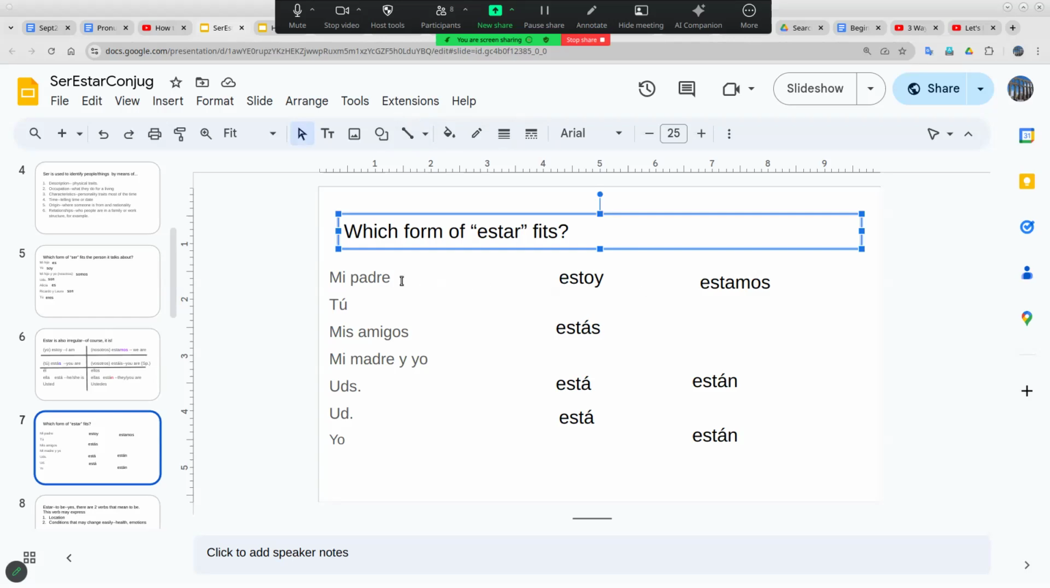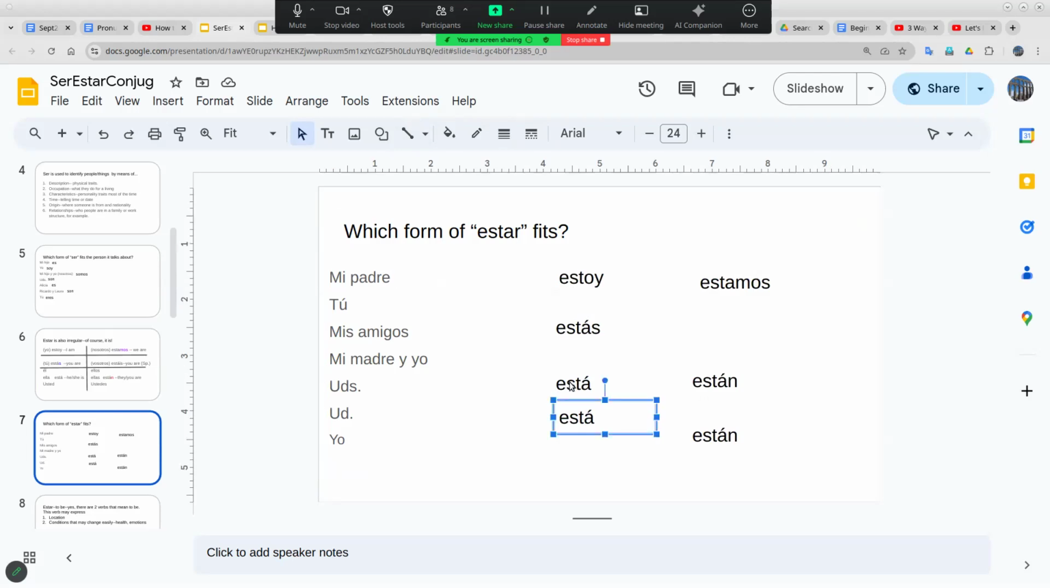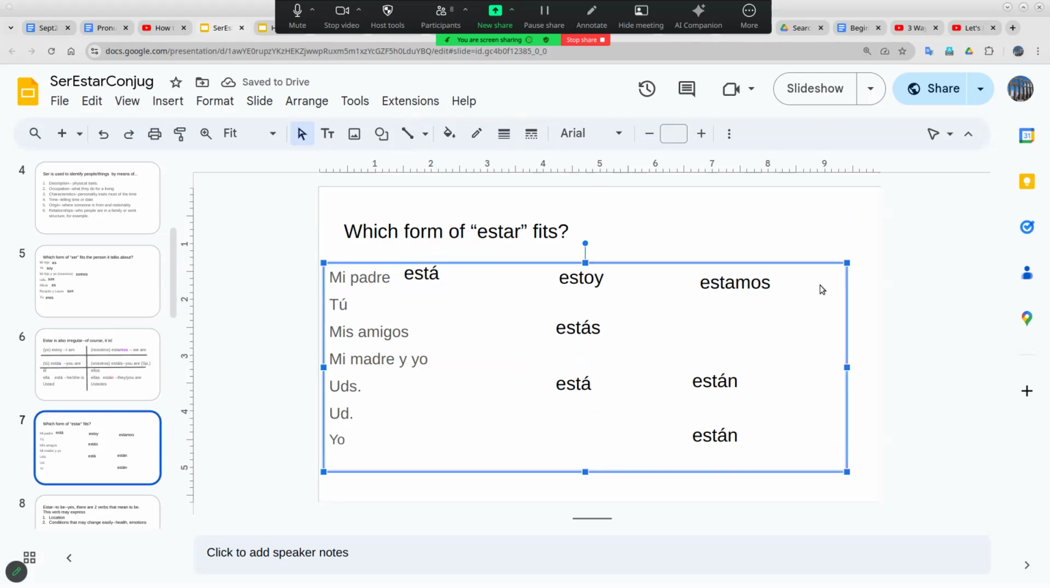With the people they talk about. We have to use these on the right. Estoy, estás, está, estamos, están. If we're talking about mi padre, which verb form matches up with mi padre? My dad. Está. I might use it for location. Mi padre está en Los Angeles. My dad's in Los Angeles.